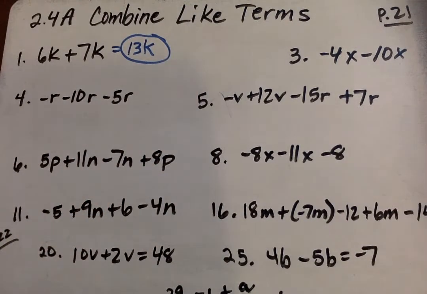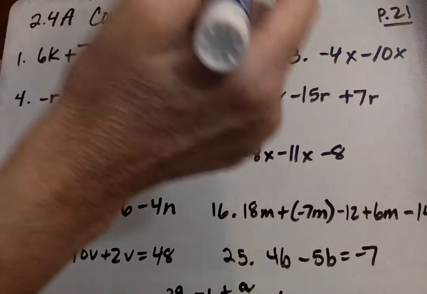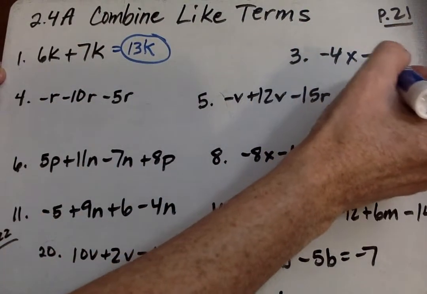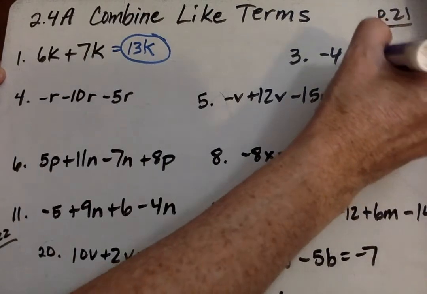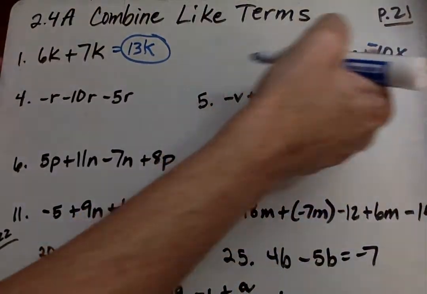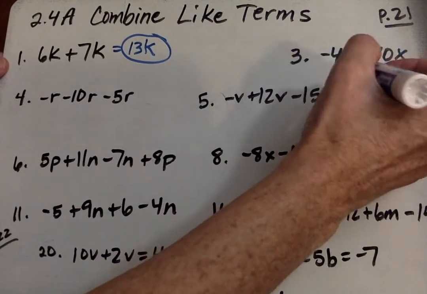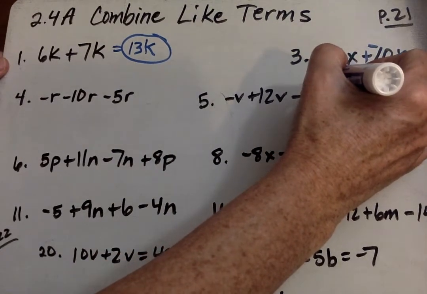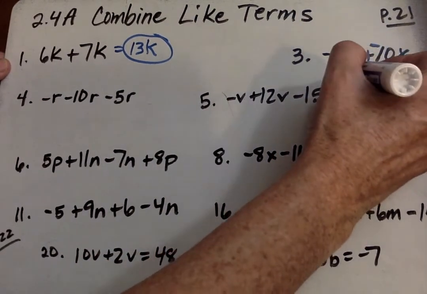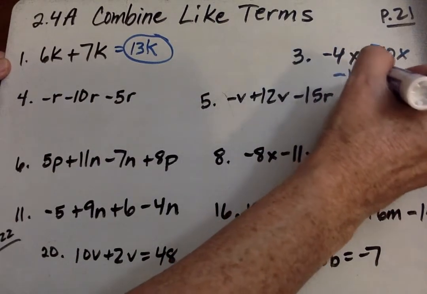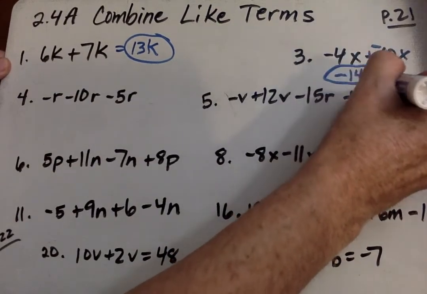Okay, now we're going to jump over number 3. Go ahead and do 2, and then we'll go to 3, negative 4x and minus 10x. I'm going to change this to plus a negative 10x. So now, is that a battle or a party? The x's both are to the power of 1, so we can combine them. And they're both negative x's, so it's a party. So 4 plus 10 is 14, and the negatives win. There you have it.